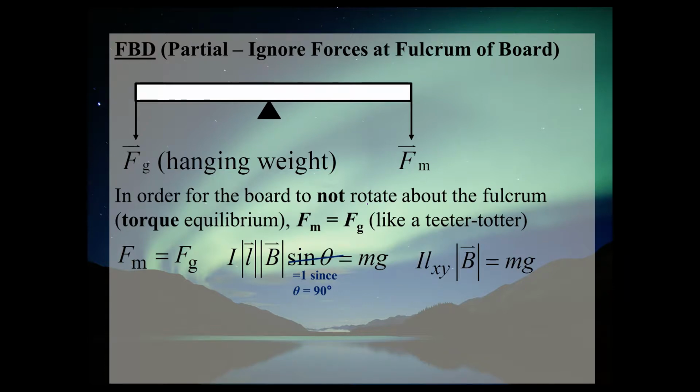We'll be a bit more specific right here. Instead of calling it L, we'll say it's L_XY because only section XY is affected by the magnetic field. Therefore, we have I L_XY times the magnetic field intensity is m times g. To calculate the magnetic field intensity produced by the solenoid, just divide both sides of the equation by I L_XY.